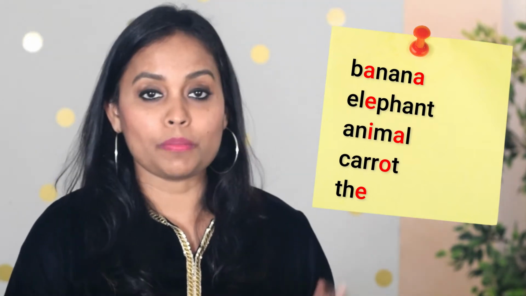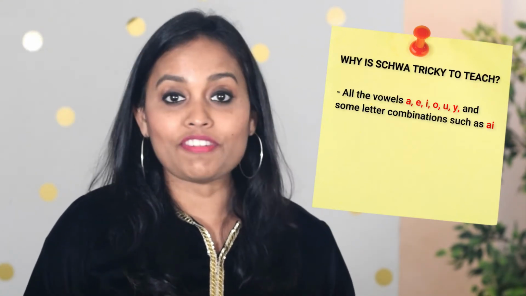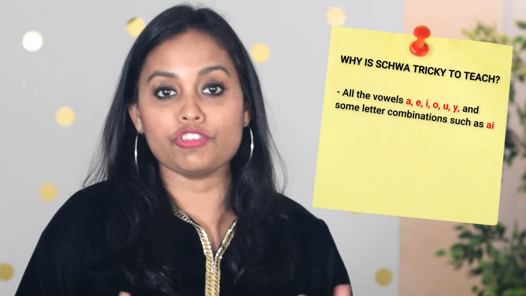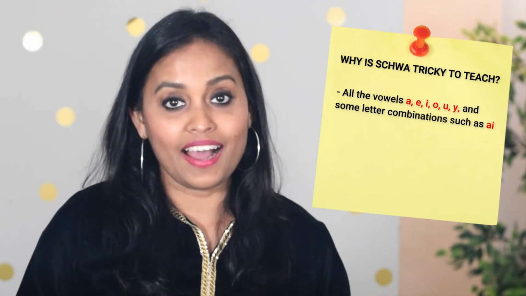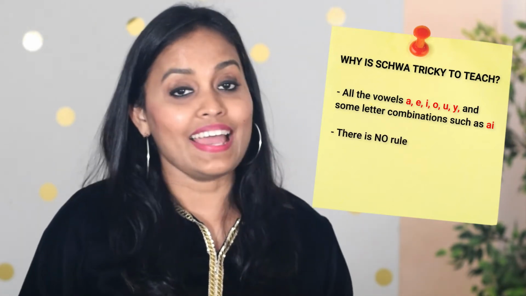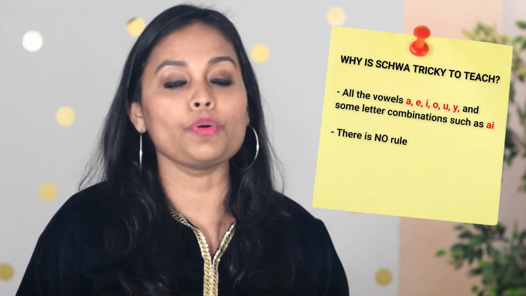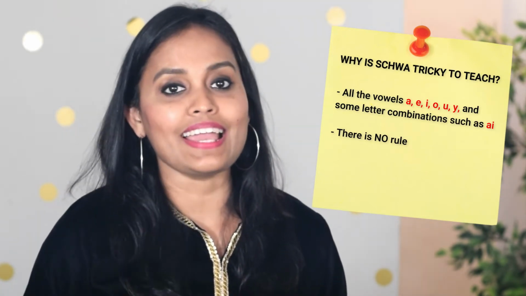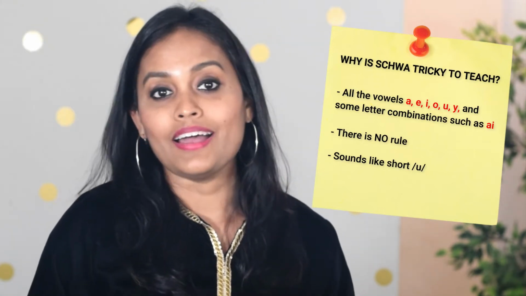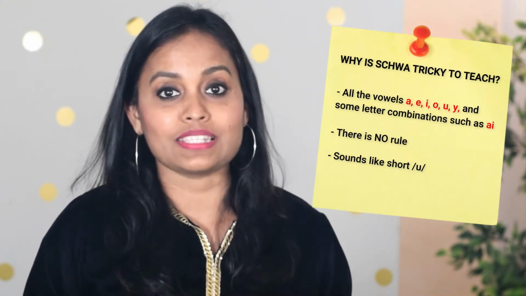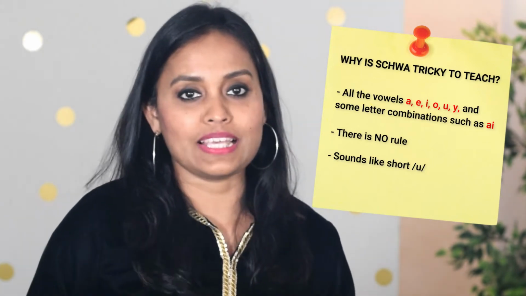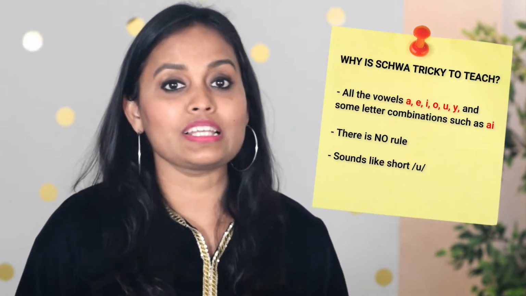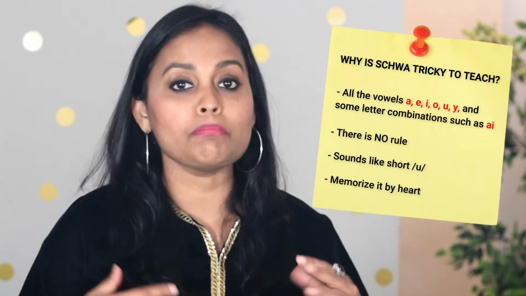As you might have noticed from these examples, teaching the schwa can be really tricky because all the vowels A, E, I, O, and U, as well as the letter Y and combinations of letters such as AI, make the schwa sound. And there is no rule to tell you how the vowels spell the schwa. Moreover, the schwa sounds a lot like the short U sound. The only difference between these two sounds is that the schwa is shorter than the U sound. So the only way to remember the letter that spells the schwa sound is to memorize it by heart.